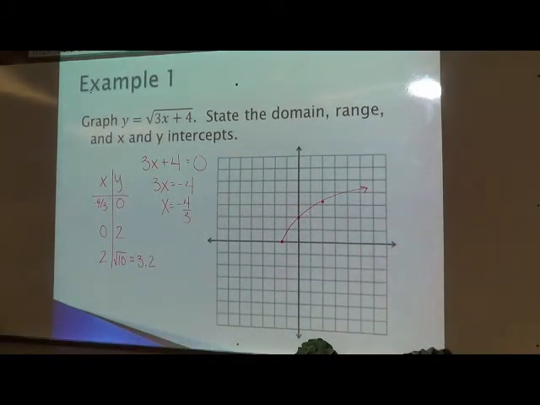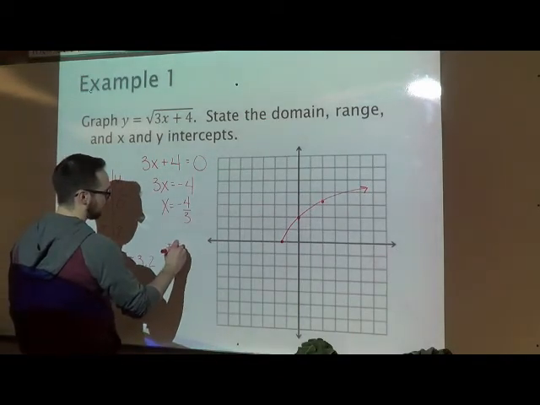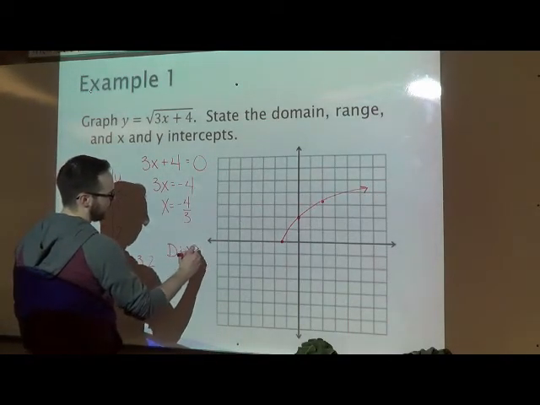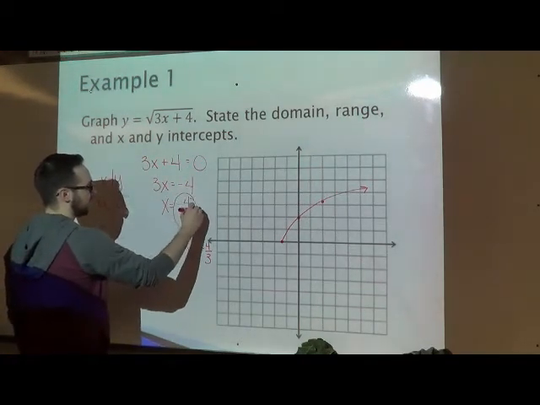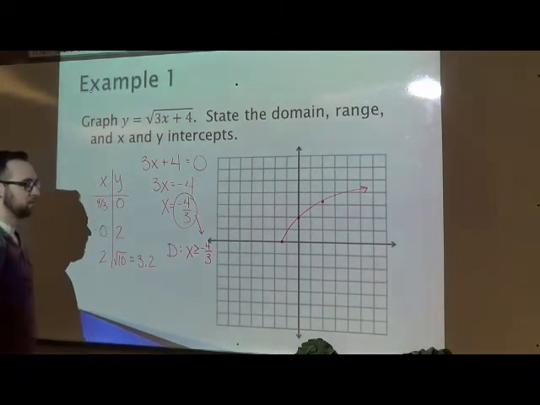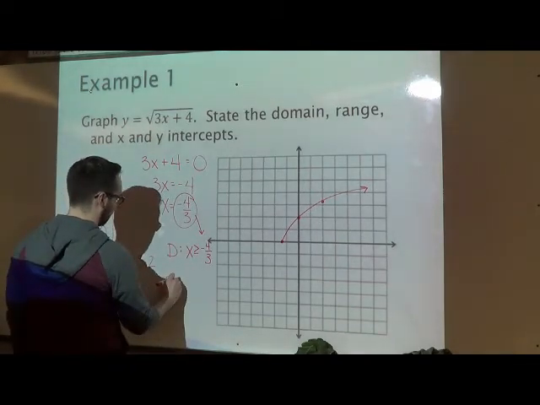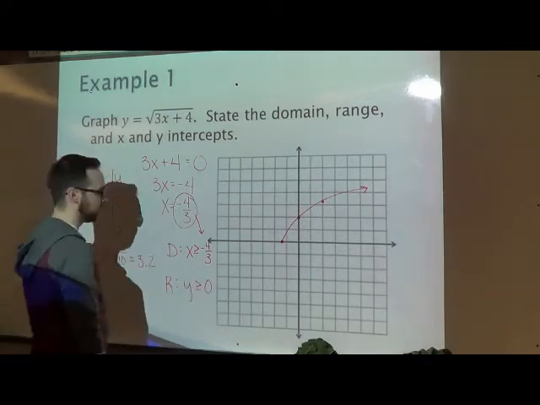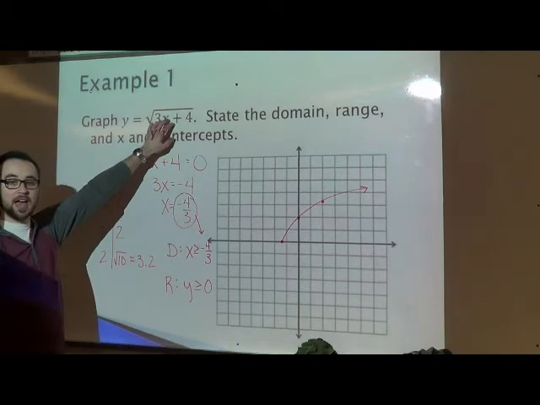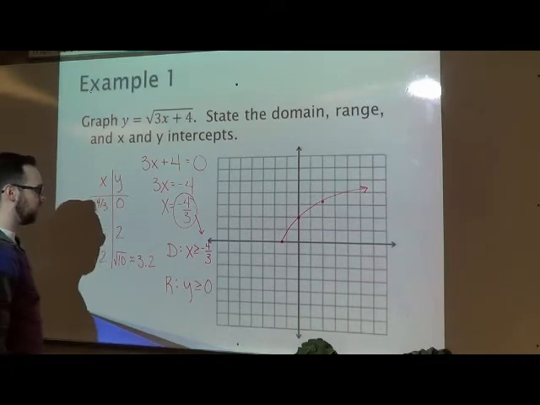Now, they ask us for the domain, the range, the x and y intercepts. So my domain is really all of my x values. What's my domain? X greater than or equal to negative 4/3. It's this value here in the domain. Well, what's my range? My range should always be, for the most part, y is greater than or equal to 0. Remember, we can't go negative here. X can go negative because it creates this to be 0. Y can't go negative, so this has to be greater than or equal to 0.